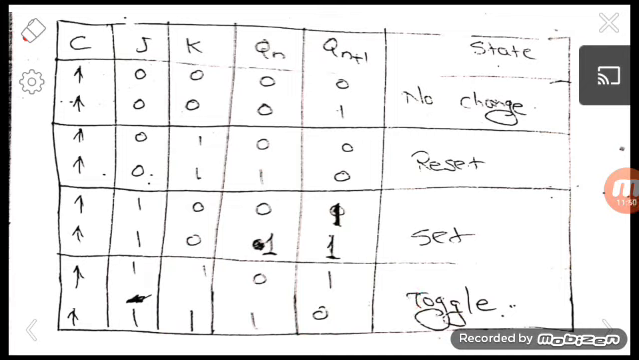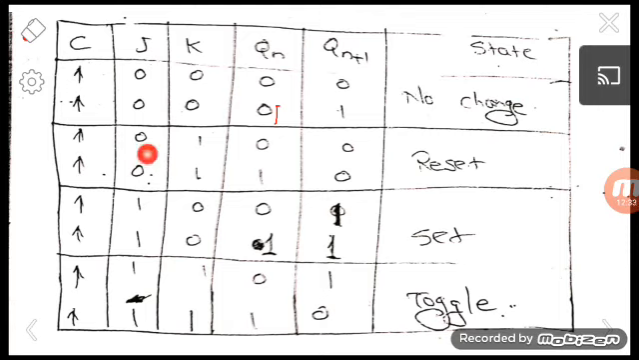For J equal to 0, K equal to 0, whatever may be the prior output, the next output level will not change. Here it is not 0, it is 1, it's a small mistake here. For the first case Qn is 0, Qn plus 1 will be 0. Second case Qn is 1, and Qn plus 1 will be 1. So for J equal to 0, K equal to 0, the flip-flop will not change its output.